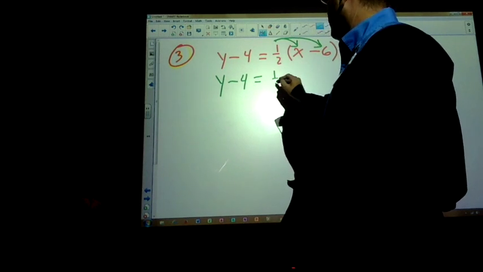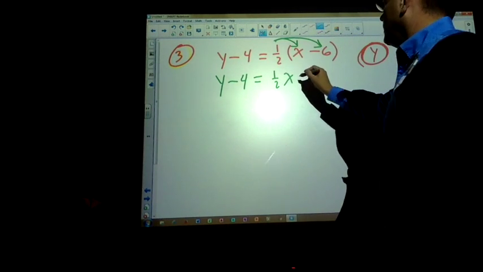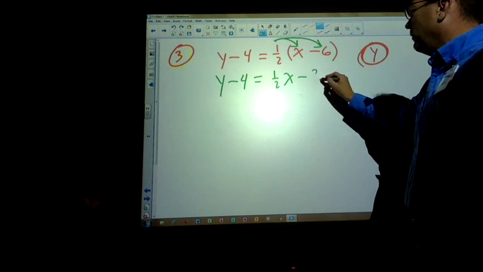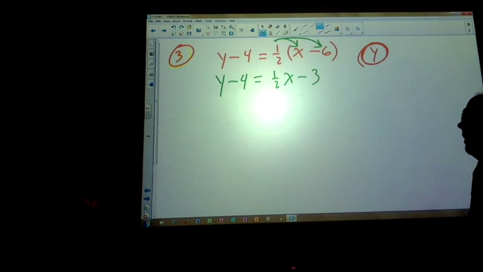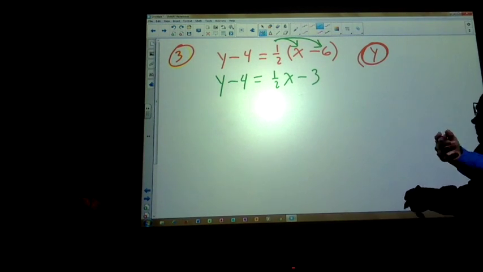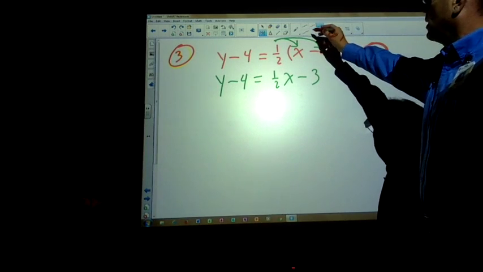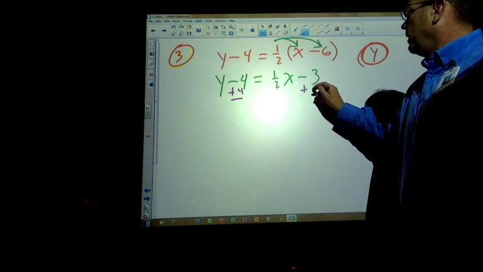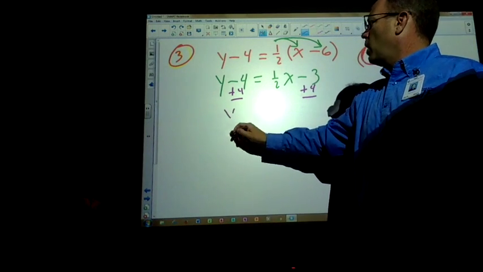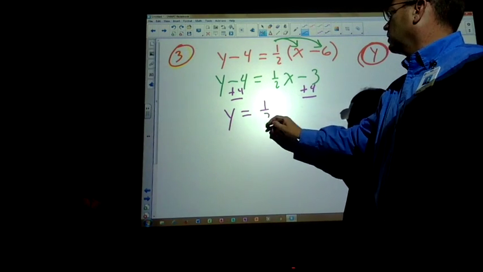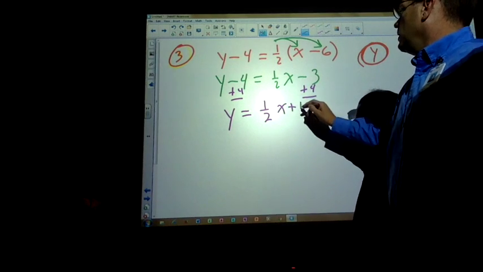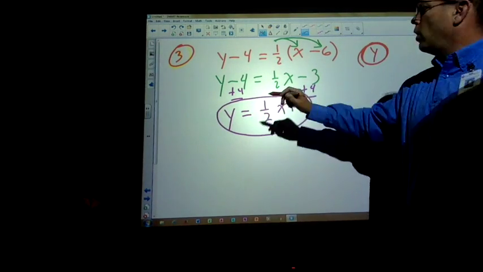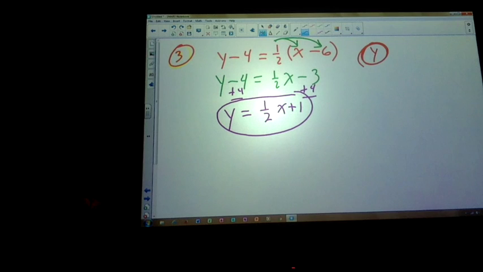1/2 times x is 1/2 x. 1/2 times -6, excuse me, is -3. Okay? Then, for the most simplified form, if I still want to solve for y, what do I have to do to both sides? Add the 4. Okay? And I get y is equal to 1/2 x plus 1. And again, this is the most simplified form, and that's what I want us to start realizing to solve to.